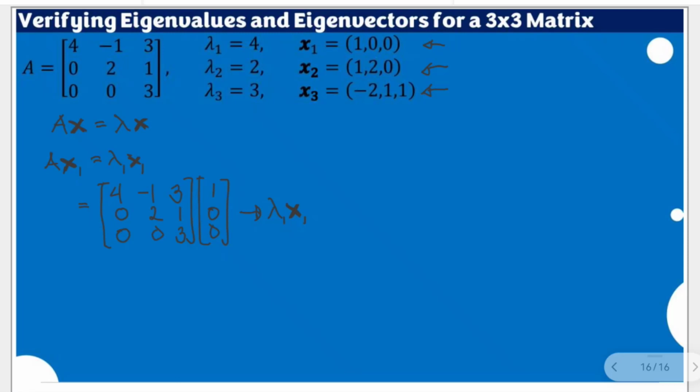Don't forget that this is a 3x3 matrix to be multiplied by a 3 by 1, so by concept, the result should also be 3 by 1. Let's do it step by step. 4 times 1 is 4, plus 0, plus 0, so you have here 4. Next, 0 times 1 is 0, plus 0, plus 0, so you have here 0. And finally, 0 times 1 is also 0, 0, 0.